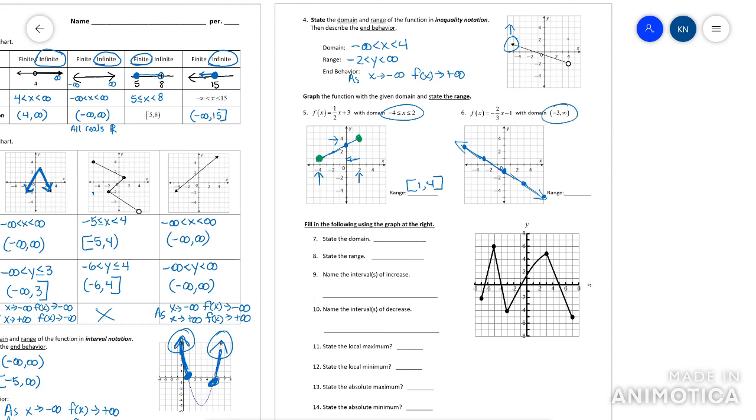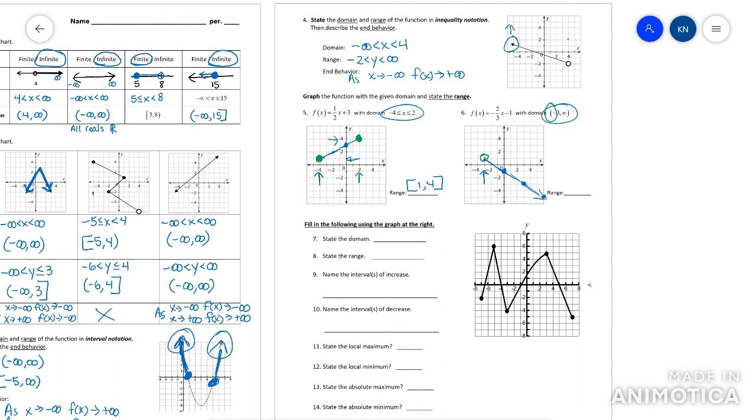However, they say they want to restrict the domain from negative 3 to positive infinity. So from negative 3 right here all the way to the right. That means I don't need anything to the left of negative 3. And then at negative 3, they used a parentheses there. So it's an open circle at negative 3, like that.